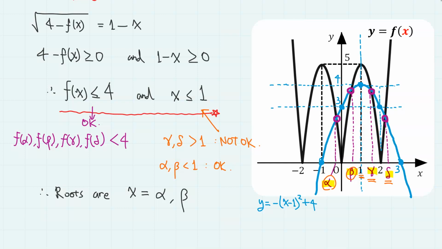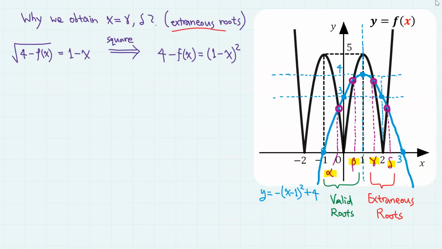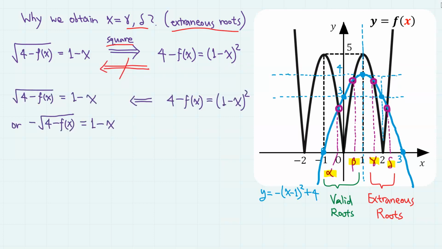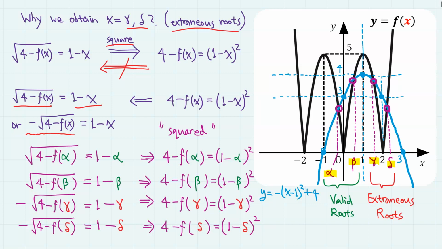Only alpha and beta satisfy the second condition, meaning that only alpha and beta can be roots of the given radical equation. The reason why we obtain extraneous roots such as x equals gamma and delta is because we have squared both sides to solve the given equation. Here, the reverse process is not always true. More precisely, the correct logic for the reverse process is that 1 − x can be either the square root of 4 − f(x) or minus the square root of 4 − f(x). And gamma and delta are values that satisfy this alternate equation with opposite sign. Therefore, they do not satisfy the original version of the radical equation, but they do satisfy the squared equation.